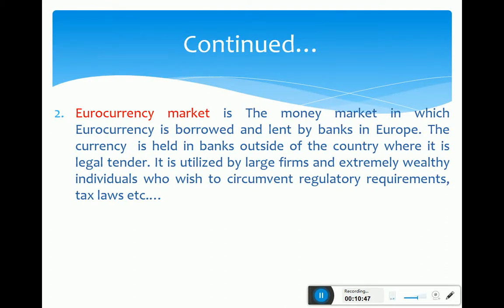Basically, the euro currency market is used by wealthy individuals and extremely large firms in order to stay away from regulatory requirements and also from tax laws. They earn money somewhere else, but they put that money somewhere else. For example, most wealthy people deposit their money in Swiss banks. So Switzerland is one of the European countries.